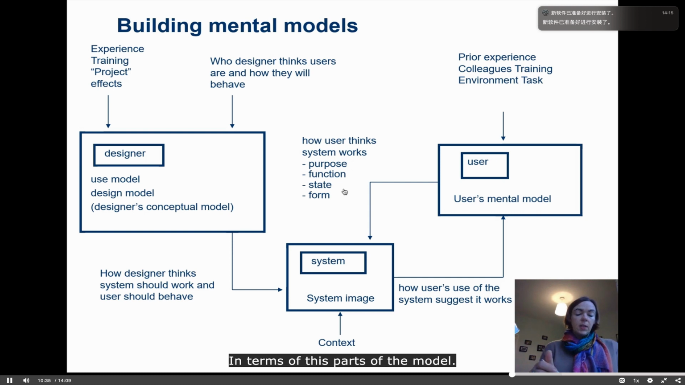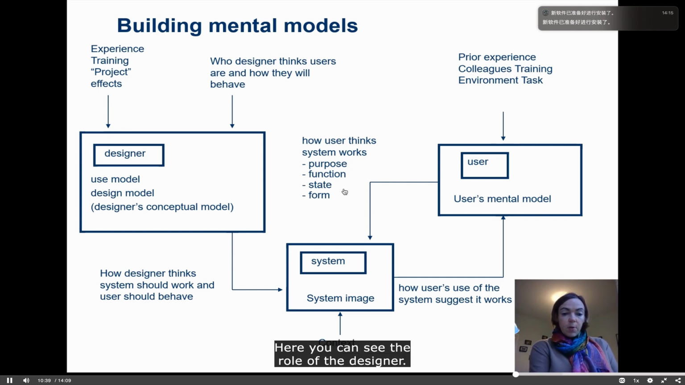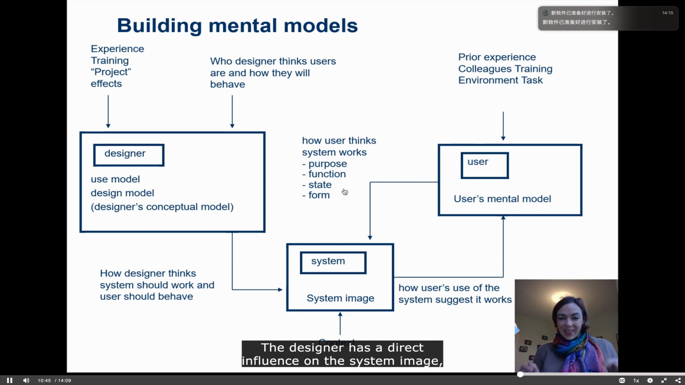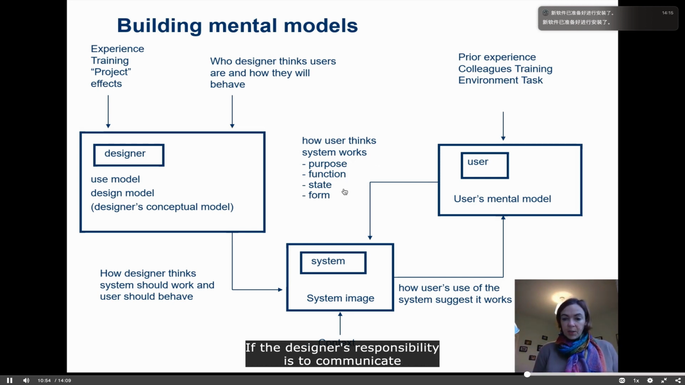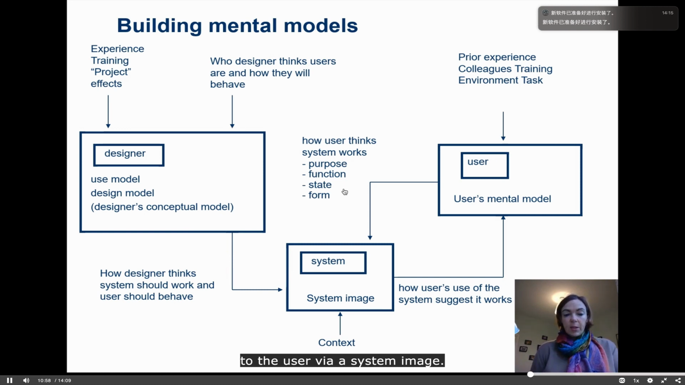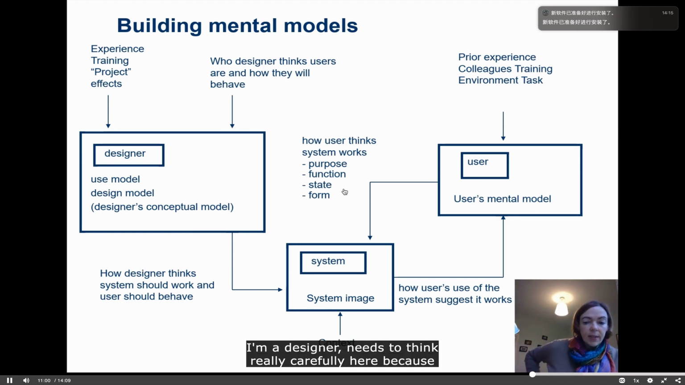In terms of this part of the model, here you can see the role of the designer. The designer has a direct influence on the system image, but very rarely does the designer interact with the user themselves. So the designer's responsibility is to communicate to the user via the system image. And the designer needs to think really carefully here, because the designer might have more expert knowledge than the user.